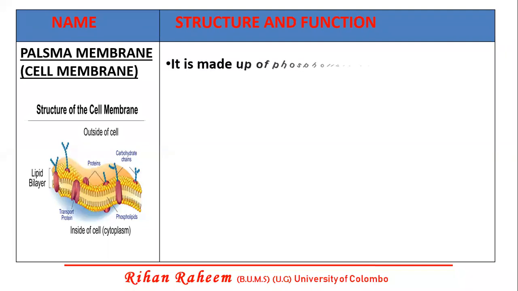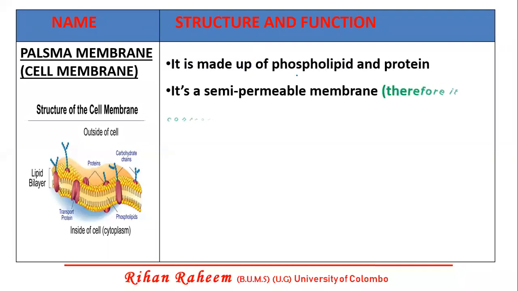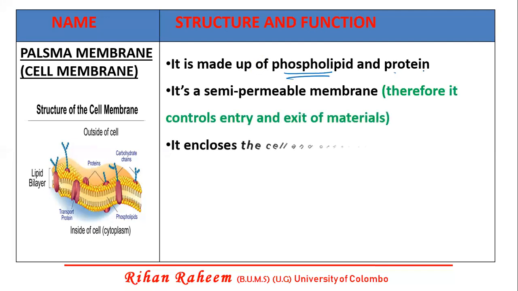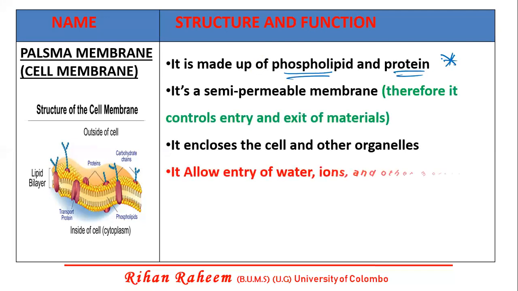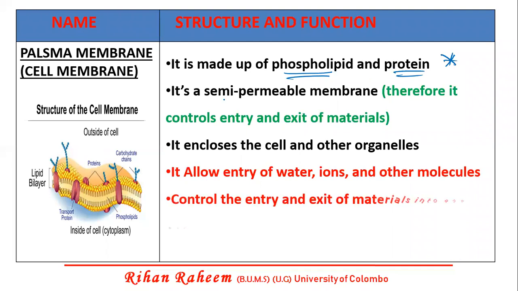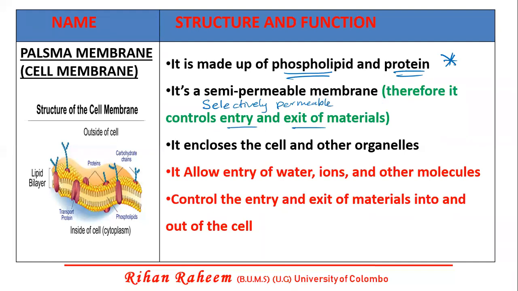When you look at the plasma membrane, it is made out of two things: phospholipids and proteins. It's important. You have to memorize it. It is a semi-permeable membrane. In our new syllabus, they are giving another extra word: it is semi-permeable, or they can call it selectively permeable. Therefore, it controls the entry and exit of material.